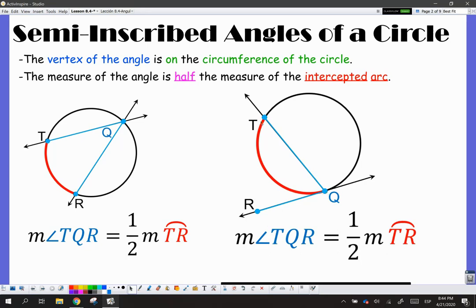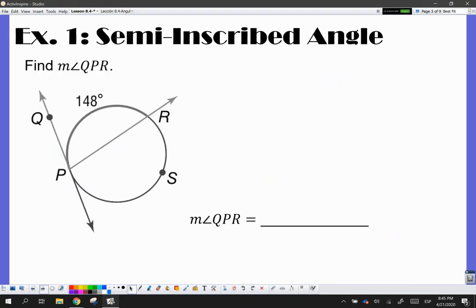Now this time though, the intercepted arc actually starts at the vertex of our angle and intersects at another point on one of the lines of the angles. So this one is pretty straightforward because it's just like the ones that we've already talked about, the inscribed angle. But let's take a look at an example. So here we need to find the measure of angle QPR.